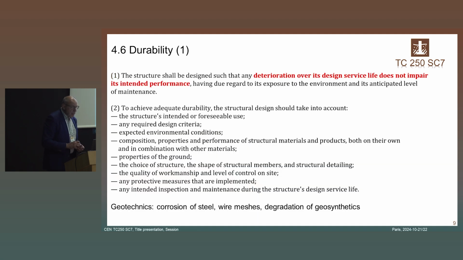Durability. Then we talk about deterioration over the design service life. It should not impair the strength of the structure. And then we actually talk about corrosion of steel, corrosion of wire meshes, and geosynthetics, when we look into geotechnics. Also, I think it's fairly abstract. These are the measures they provide.